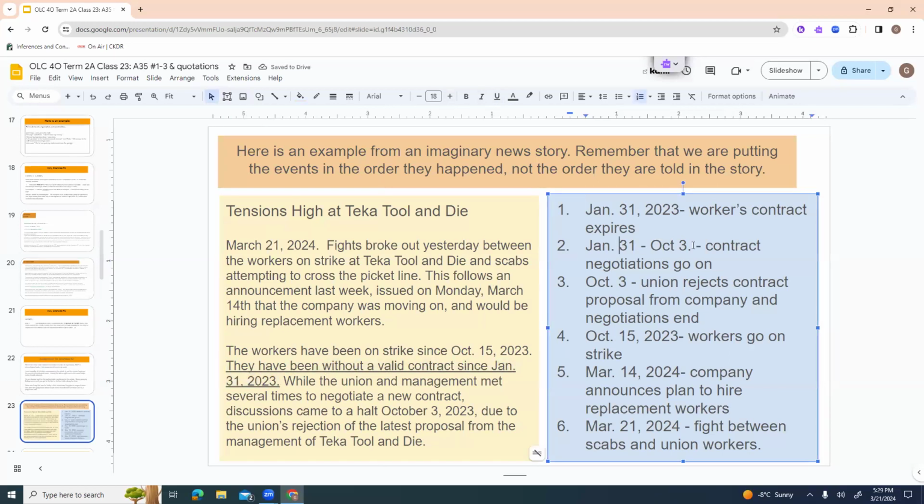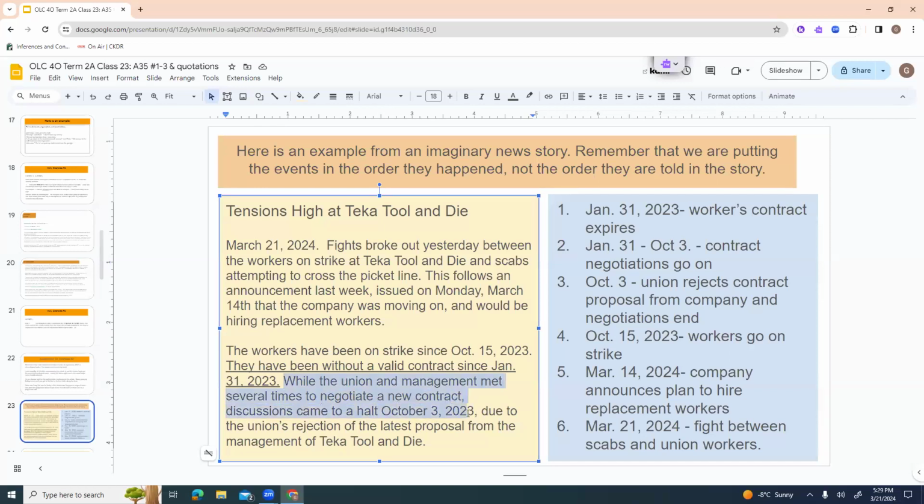January 31st, all the way to October 3rd, contract negotiations go on. That was the part they were talking about right here. They didn't give you the beginning, but January 31st would be the beginning, right? Okay. And then on October 3rd, the union rejected the contract. So that covers this part. Okay, that was the third thing that happened.